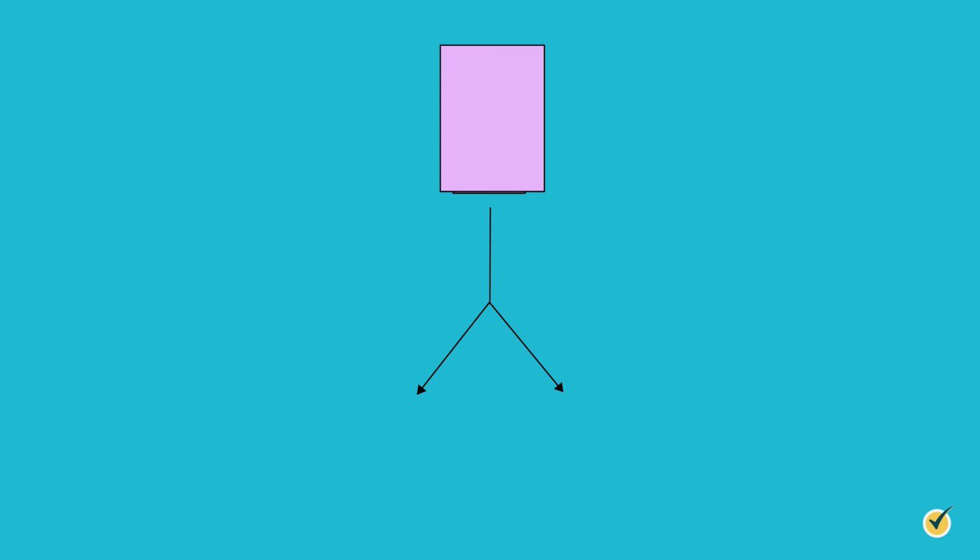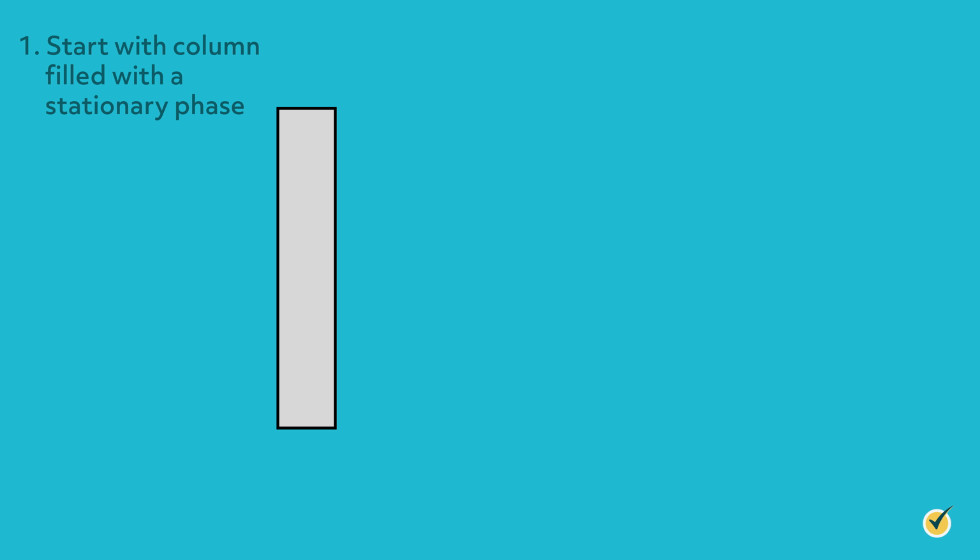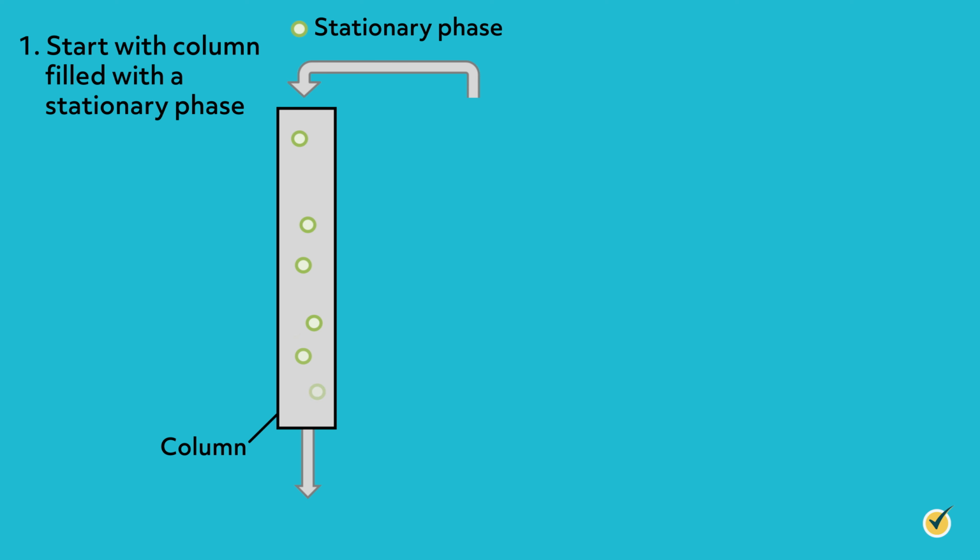Consider a mixture of blue and red particles. We're going to separate them using chromatography. To start with, we have a column, perhaps made of metal or glass, filled with a stationary phase. By that, we literally mean stationary, as in the chemicals inside do not move. They stay in place inside the column, even when we introduce our mobile phase.